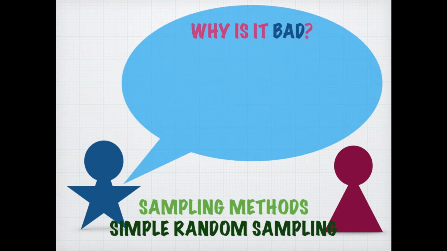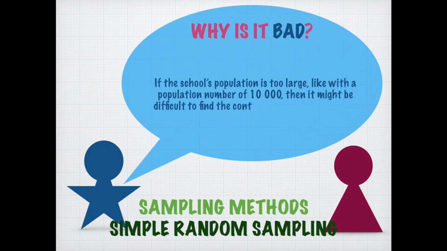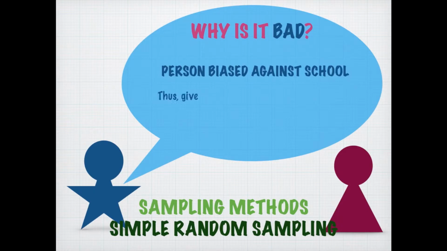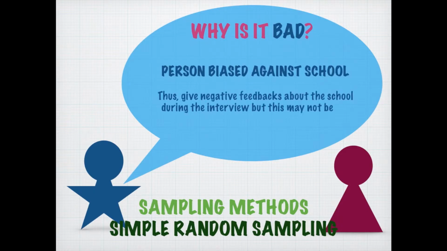However, there are limitations to this method. If the school population is too large, like with a population number of 10,000, then it might be difficult to find the contact of the person chosen. Not only that, the person picked may be biased against the school, thus giving negative feedback about the school during the interview, but this may not be the opinion of the rest of the school.